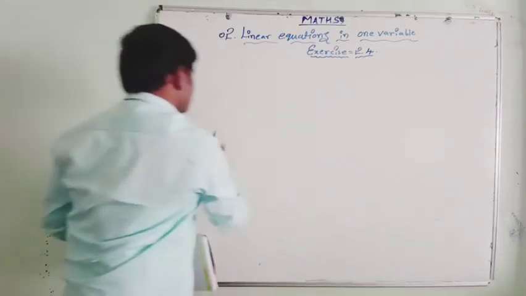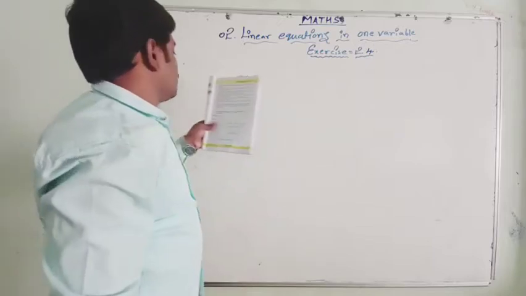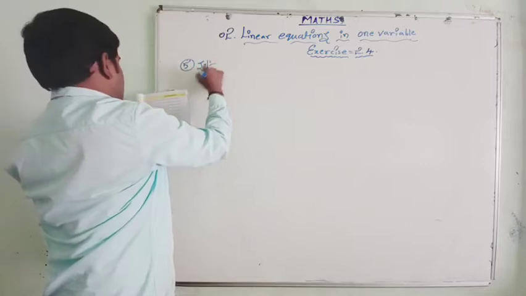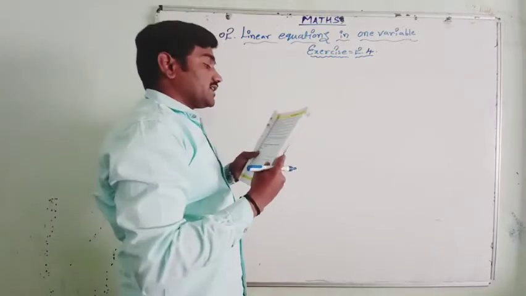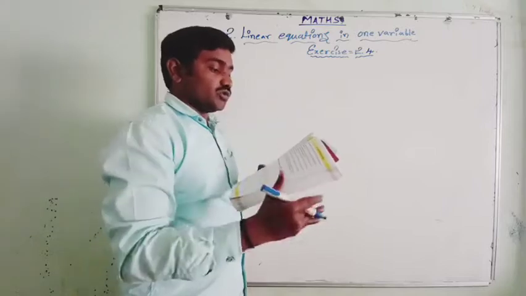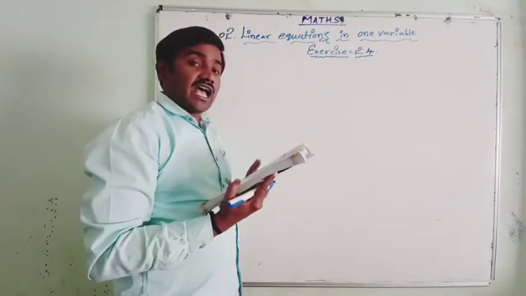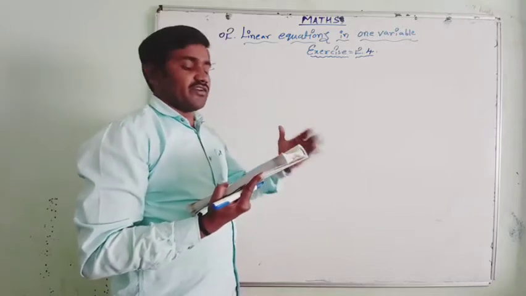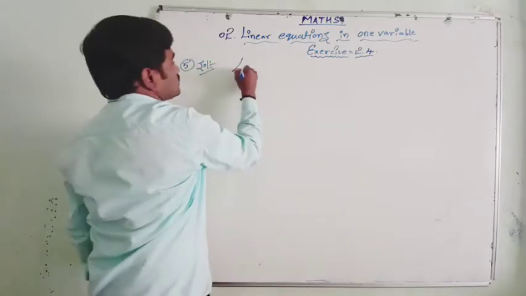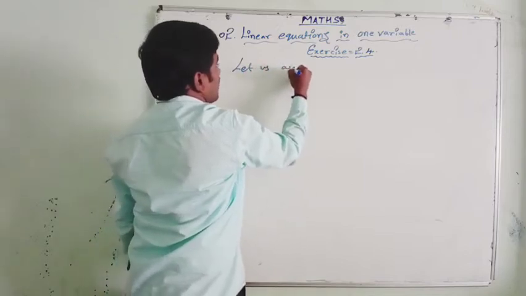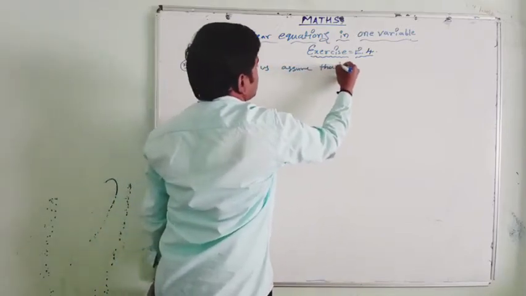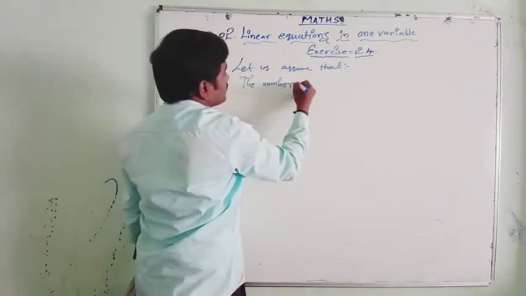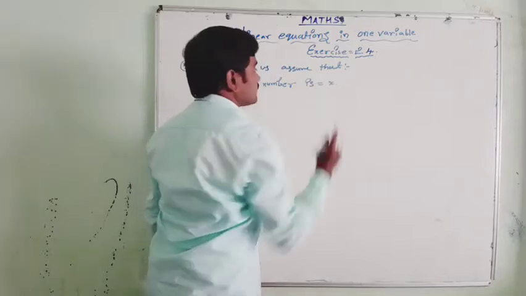Then let us go for question number 5. Yes. When I triple a certain number and add 2, I get same answer as I do when I subtract the number from 50. Find the number. Simple. Let us assume the number as x. The number is x. So what is that?